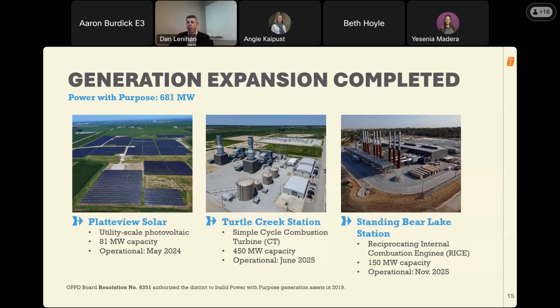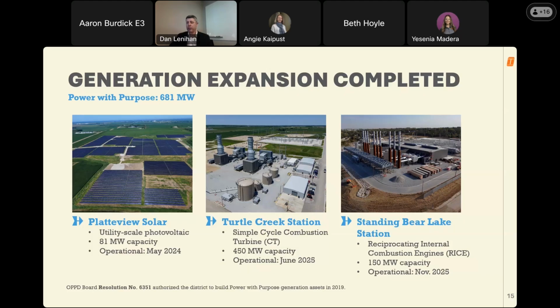So in 2024, we added what is the largest currently operating solar farm in the state, which is our Platteview Solar 81 megawatt facility located in the western part of our service area in Saunders County, which we have a long-term power purchase agreement with that private developer.